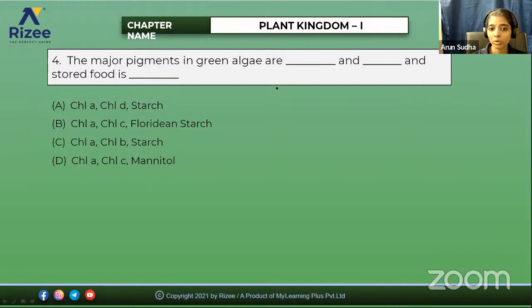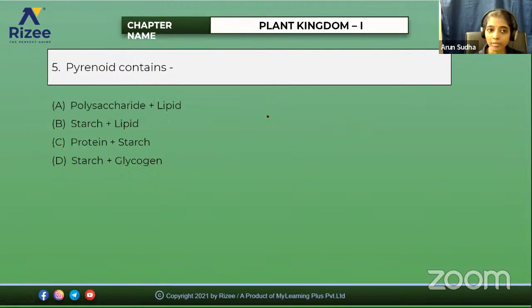Good. Answer C, option C. The major pigments in green algae are chlorophyll A and chlorophyll B, and the stored food is starch. So in that way, green algae is similar to higher plants. So C is the correct option.